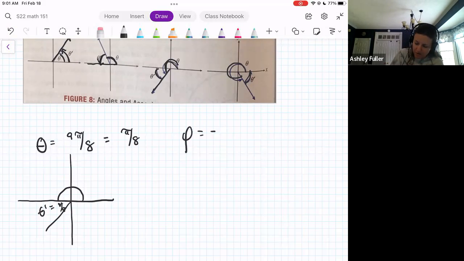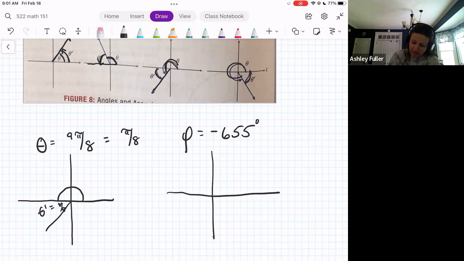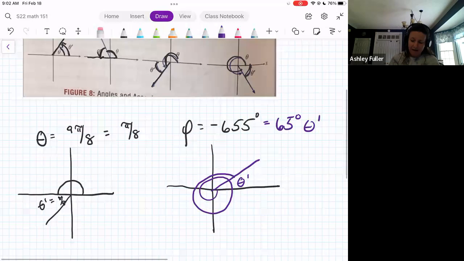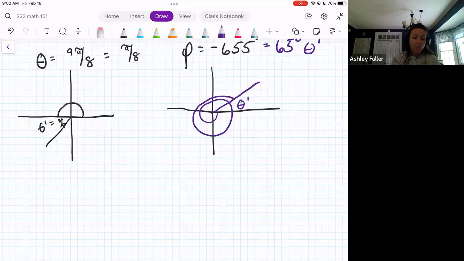Likewise, suppose we were dealing with phi equals negative 655 degrees. Again, that indicates that we're going in the clockwise direction. So we would travel around multiple times and then come back, and our reference angle would be right here. If you subtract the 360s that you need, it leaves us with a value of 65 degrees for our reference angle. These reference angles can then be used to make the calculations for sine and cosine, but what you have to remember is the sign changes.